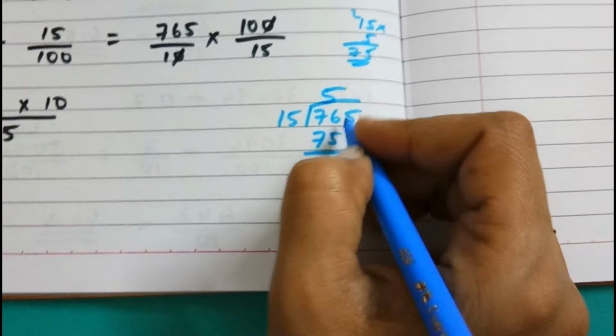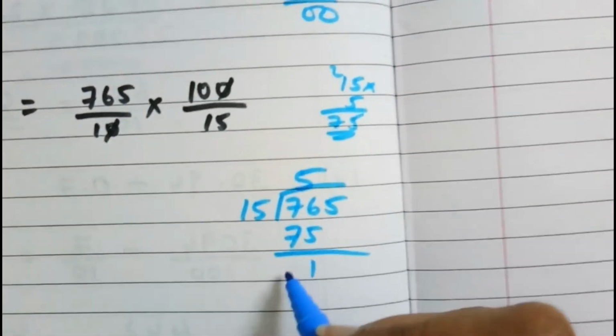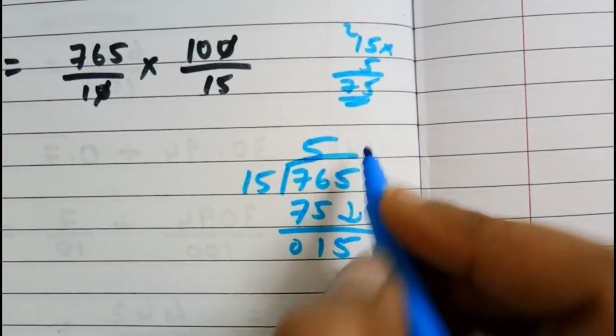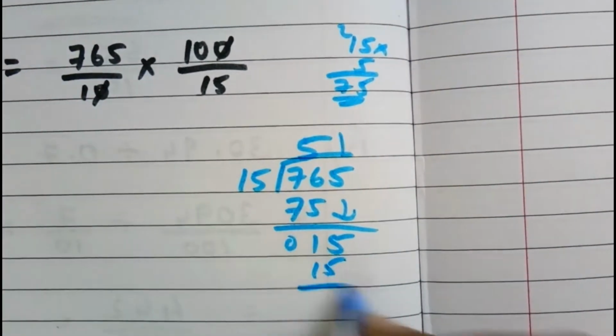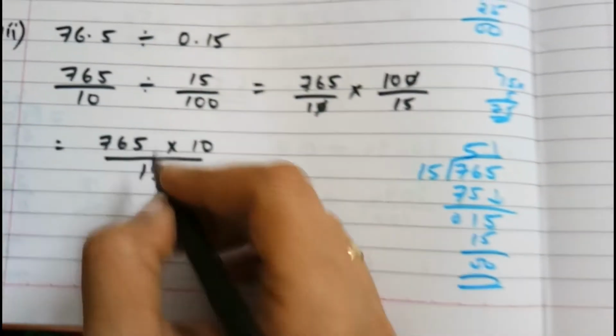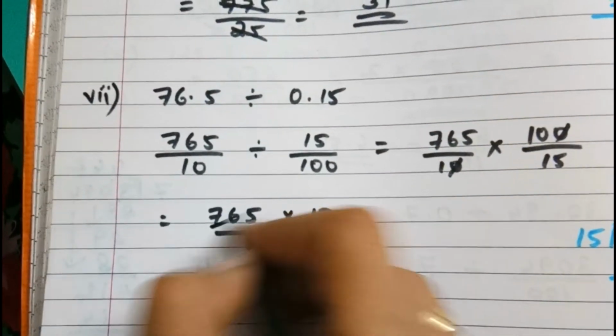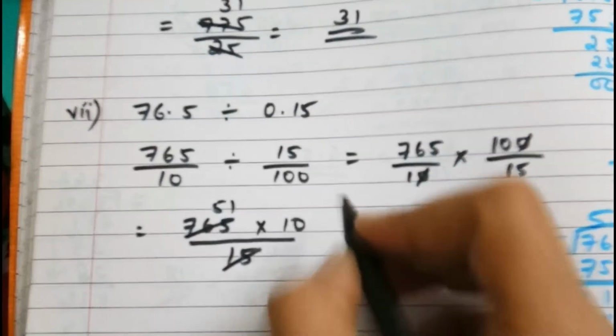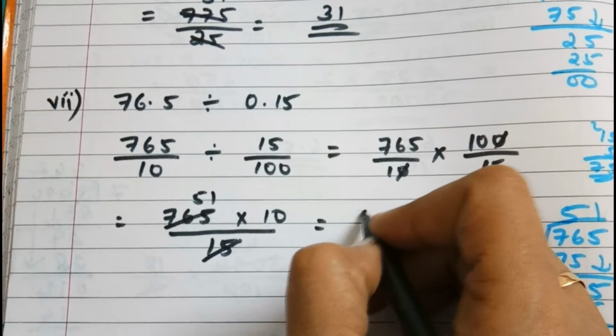So this is 75. Okay. 6 minus 5 is 1. 7 minus 7 is 0. Bring down this 5. So 15 will go in 15 how many times? 1 time. Remainder 0. Okay. So here we can just cut this as 15 will go in 765 51 times. And then what is left out?